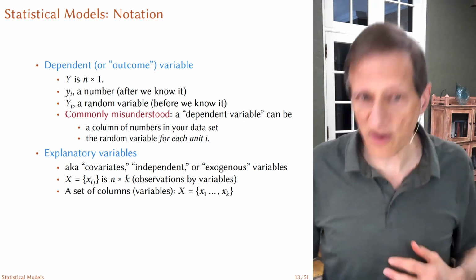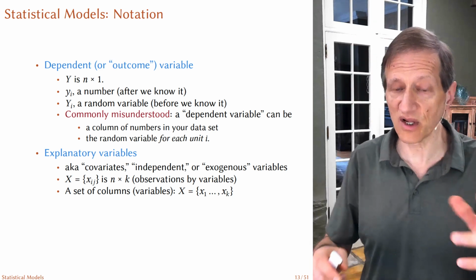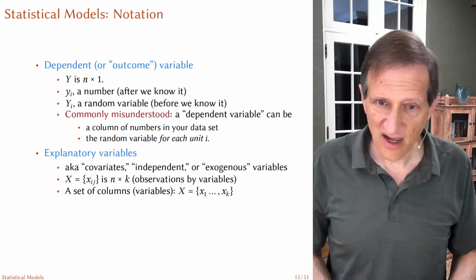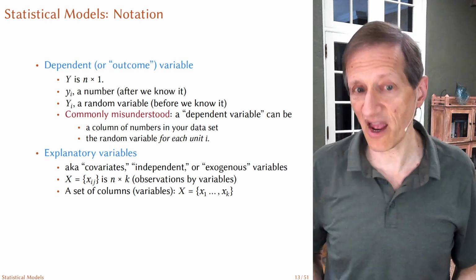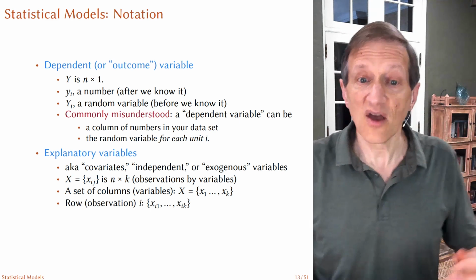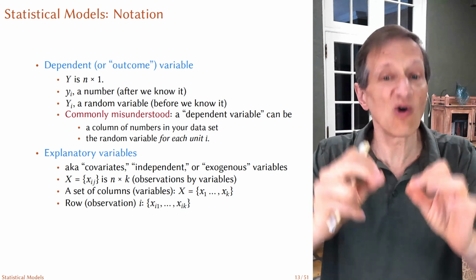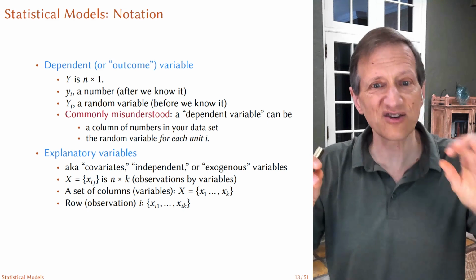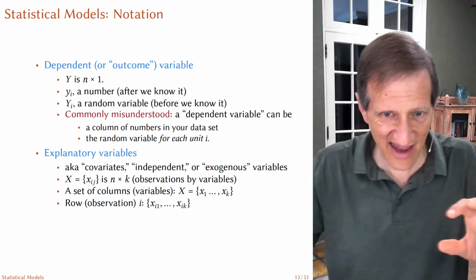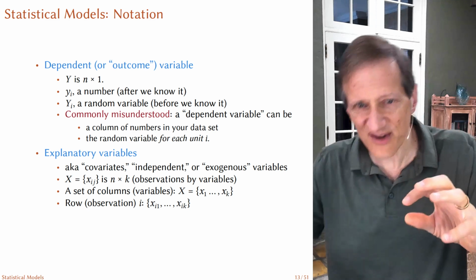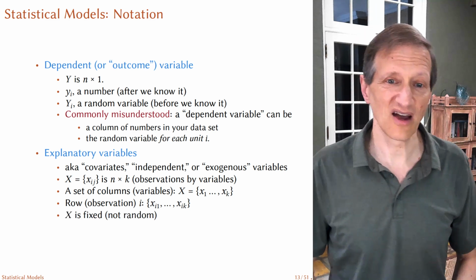And just to give you a little bit more, we can think of X as a set of columns where little x1 is the column for the first variable and little xk is the column for the kth variable. We can also think of it as a set of rows. So row i goes from xi1 through xik, right? They all have i, and the thing that varies there are the variables. So that's a way of describing the row.